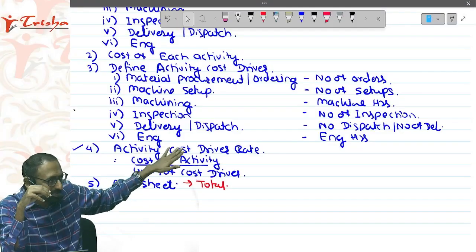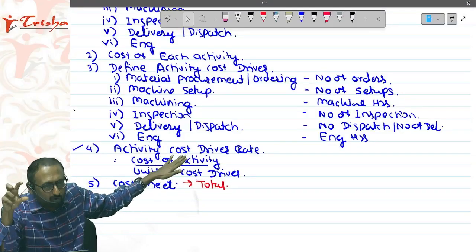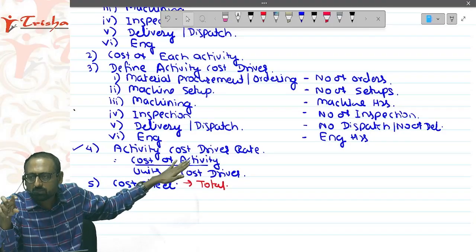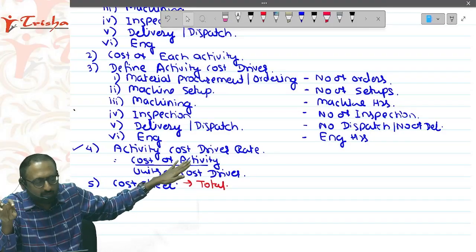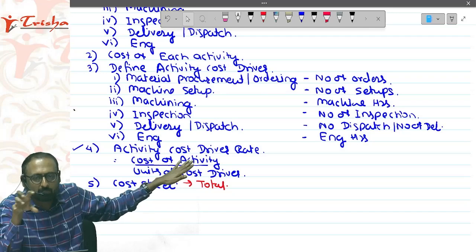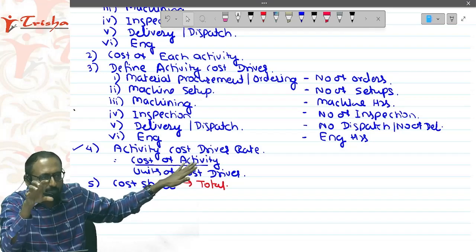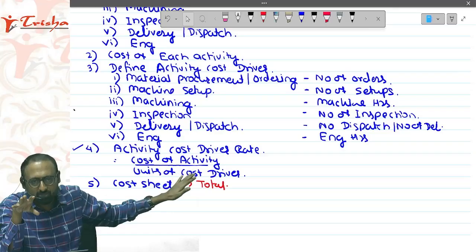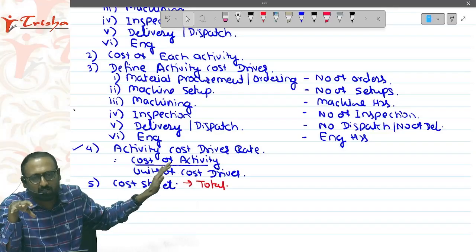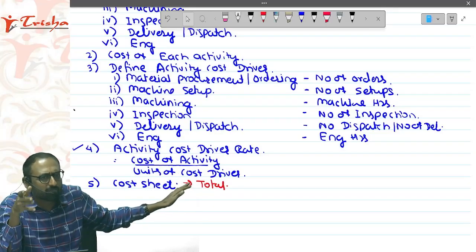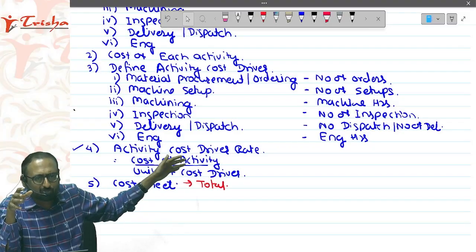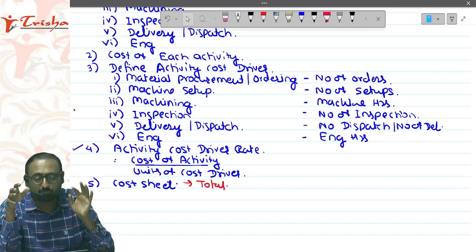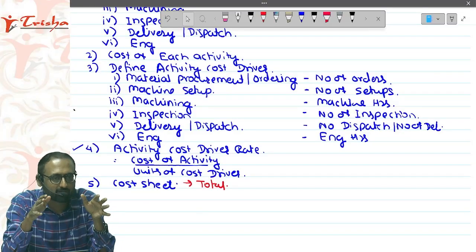Cost of ordering divided by number of orders. Delivery cost divided by number of deliveries. Dispatch cost divided by number of dispatches. Setup cost divided by total number of setups. Machining cost divided by total machine hours. Inspection cost divided by number of inspections. Engineering cost total divided by engineering hours. This is how you calculate activity cost driver rate.